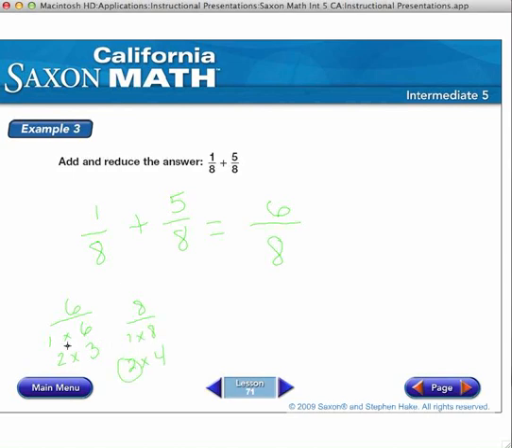I see that 2 is a common factor of both. So I'm going to divide by 2 halves. 6 divided by 2 equals 3, and 8 divided by 2 equals 4. I cannot reduce 3/4 any further because they do not have a common factor. So my final answer then is 3/4. Okay? Excellent. All right, example 4.